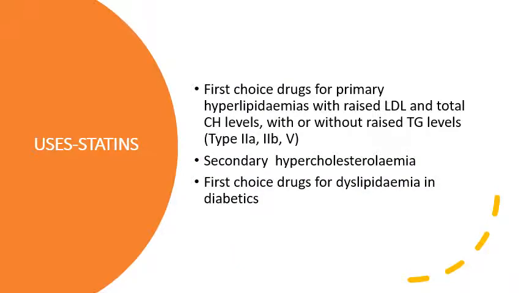So statins are the first choice of drugs for primary hyperlipidemia with raised LDL and total cholesterol levels, with or without raised triglyceride levels. Especially the types of hyperlipidemia with increased LDL and total cholesterol levels. It is also used in various secondary hypercholesterolemias where LDL levels are elevated, and this is the first choice of drug for dyslipidemia associated with diabetes.